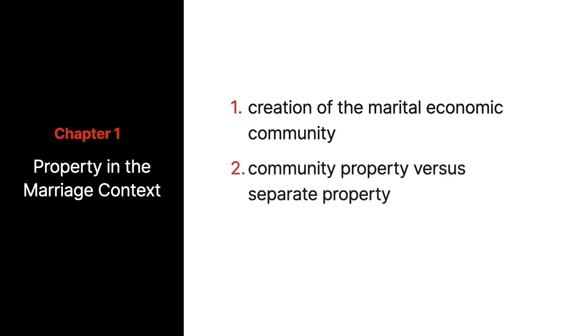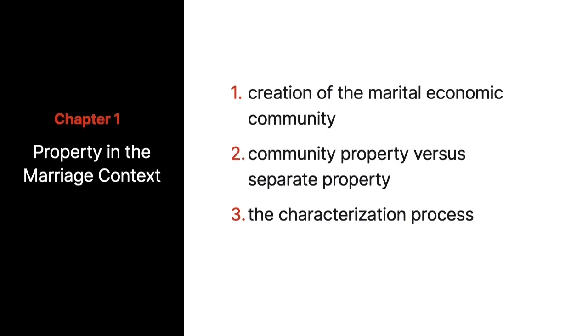It then explores the property implications of marriage, focusing on the key distinction between separate property, which is property owned by one spouse, and community property, which is property owned by both spouses. Finally, it looks at the methods courts use to characterize property as either separate or community.